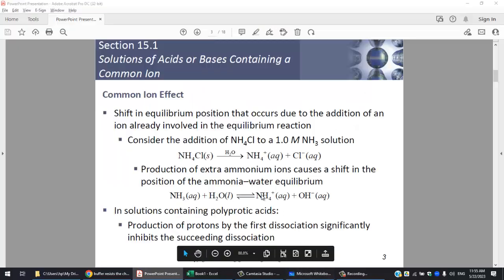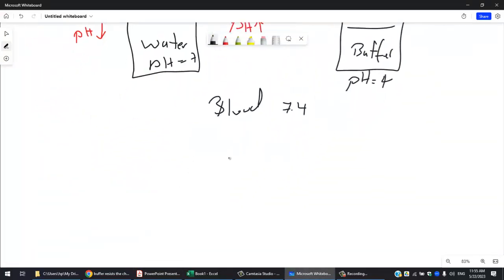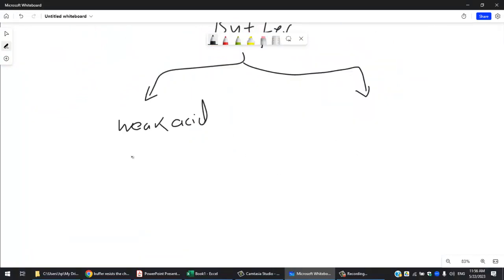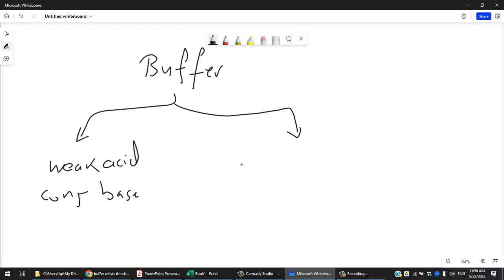So what is a buffer again? What is the constituent of the buffer? The chemical definition of a buffer: a weak acid along with its conjugate base, that is, the salt of that acid. Or if you want to make a basic buffer, you can also bring a weak base like ammonia, along with its conjugate acid.